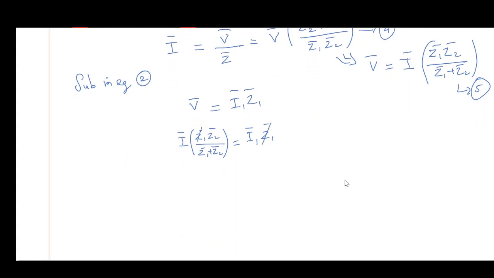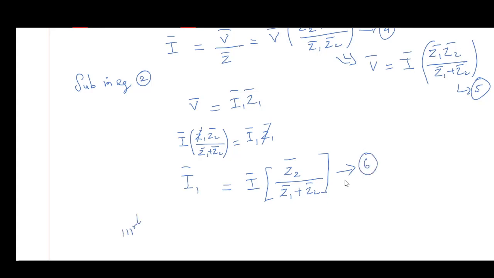So the corresponding I1 vector can be written as I1 vector is equal to I vector into Z2 vector divided by Z1 vector plus Z2 vector. So this is the corresponding current flowing through the transformer 1 during equal voltage ratio condition. Take it as equation number 6.